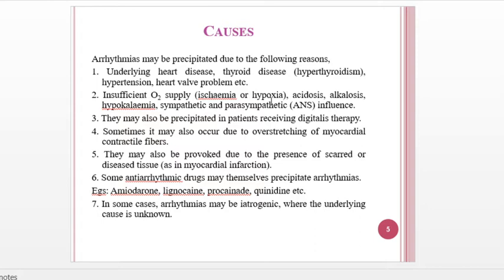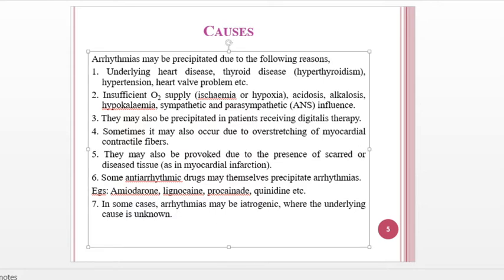The third one, they may also be precipitated in patients receiving digitalis therapy. Then sometimes it may occur due to overstressing of myocardial contractile fibers. And the fifth one, they may also be provoked due to the presence of scarred or diseased tissues, especially in myocardial infarction. The sixth one is that some antiarrhythmic drugs may themselves precipitate arrhythmias, especially amiodarone, lignocaine, procainamide, quinidine, etc. In some cases, arrhythmia may be iatrogenic, whereas in others the underlying reason is unknown.